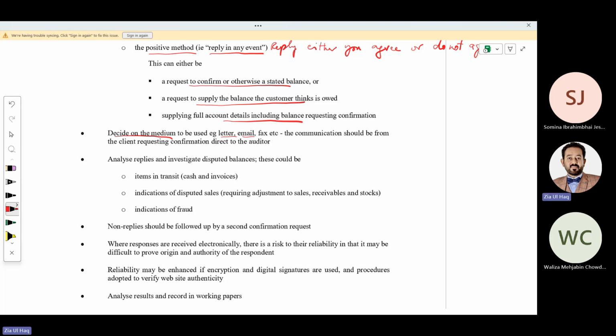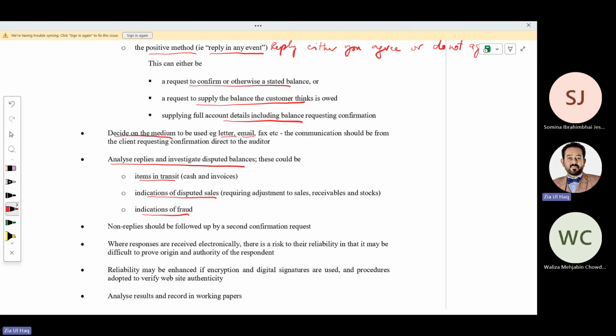And if the customer is not agreeing with the balance, we need to consider that there might be some items in transit. There might be some sales return or cash in transit. Or we need to consider an indication of disputed sales. Or there could be a chance of fraud, where the sales or receivable balance is fictitious or overstated.